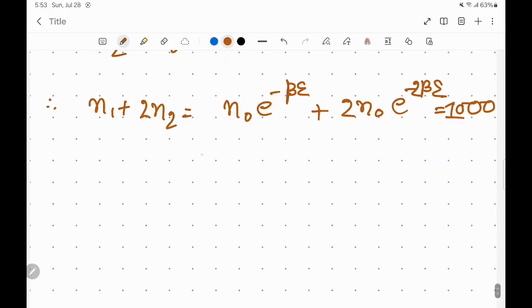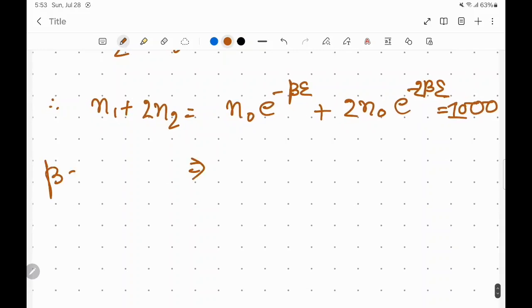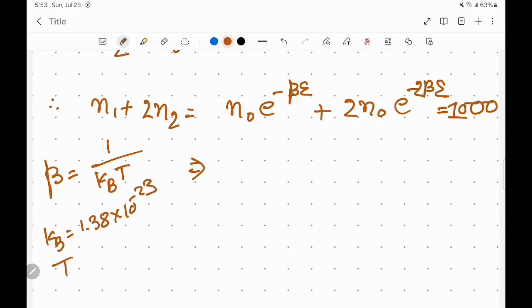Everything else you now know. Beta is known. Beta is 1 by kBT. kB is our Boltzmann constant, with value 1.38 into 10 to the power minus 23. T is given as 100 Kelvin.